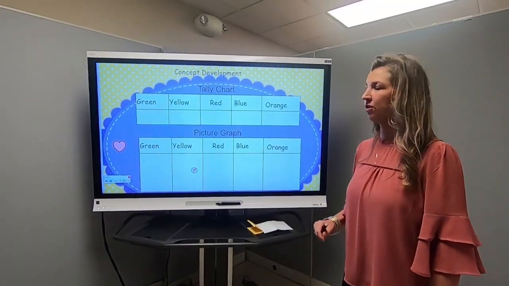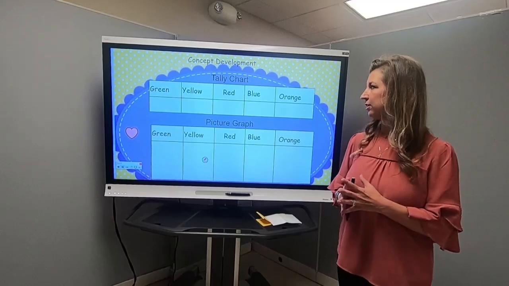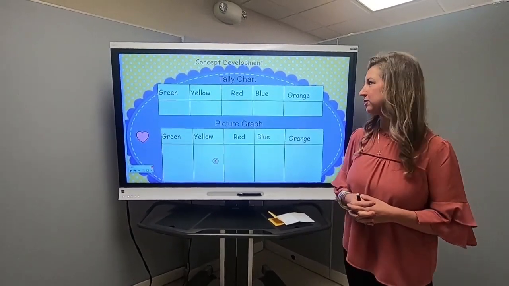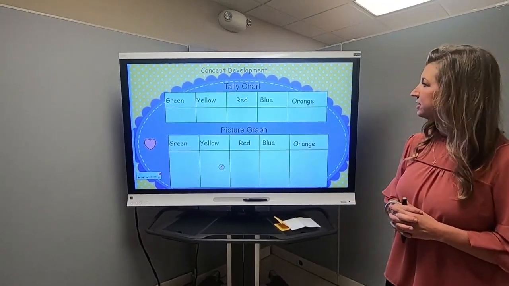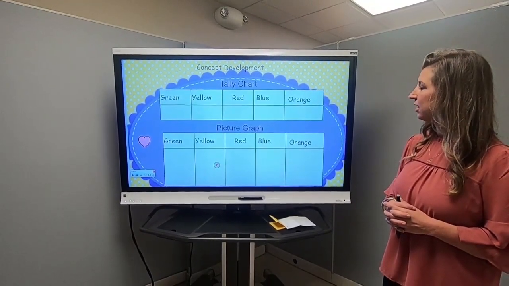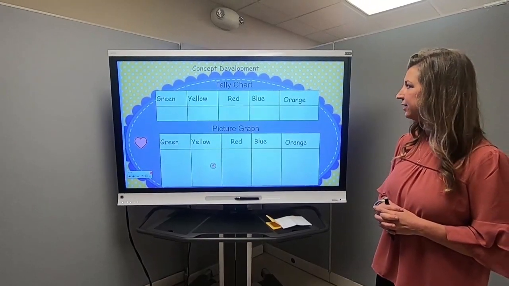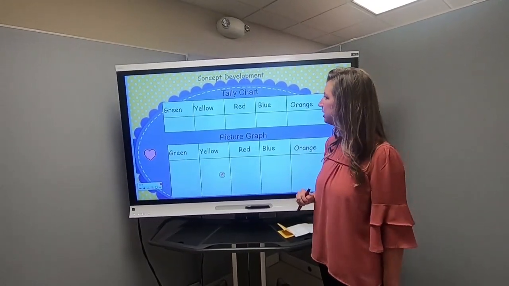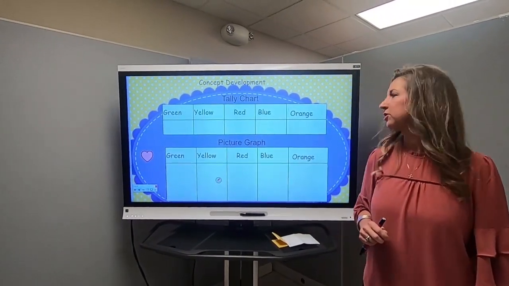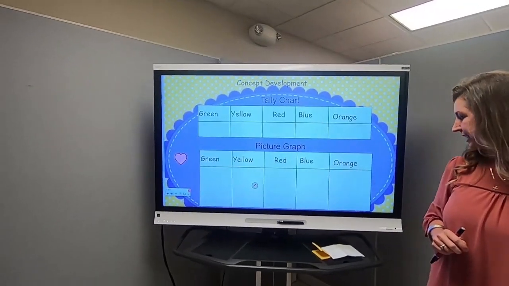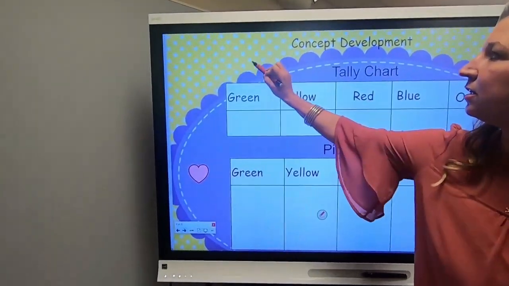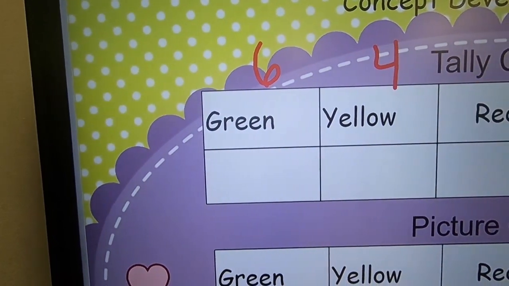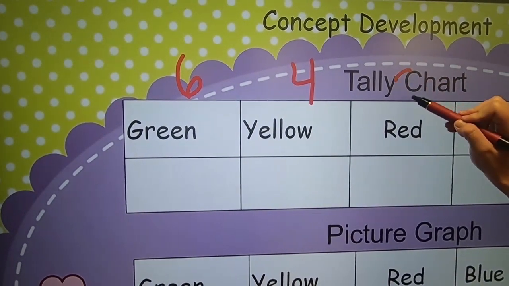What I like to do normally is poll my class for their favorite color. And since we don't actually have students here, I'm just going to make up some different numbers to go on our tally chart. So the colors we're going to talk about today are green, yellow, red, blue, and orange. So I have some fake votes for each color. So let's say 6 students voted for green. 4 students vote for yellow. 8 students vote for red.